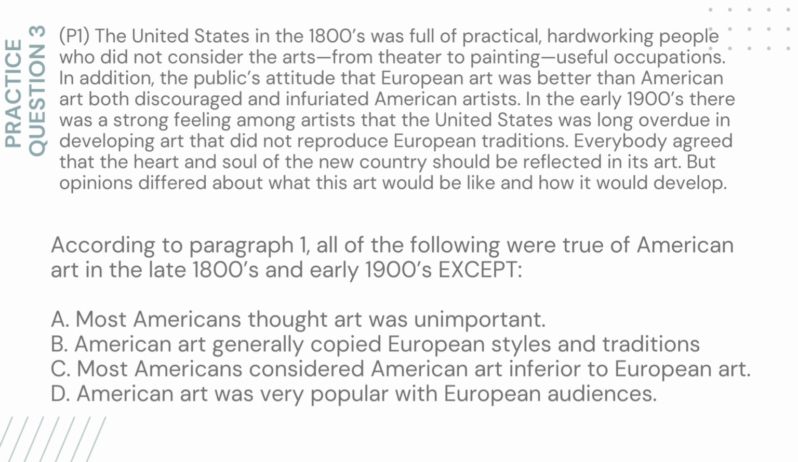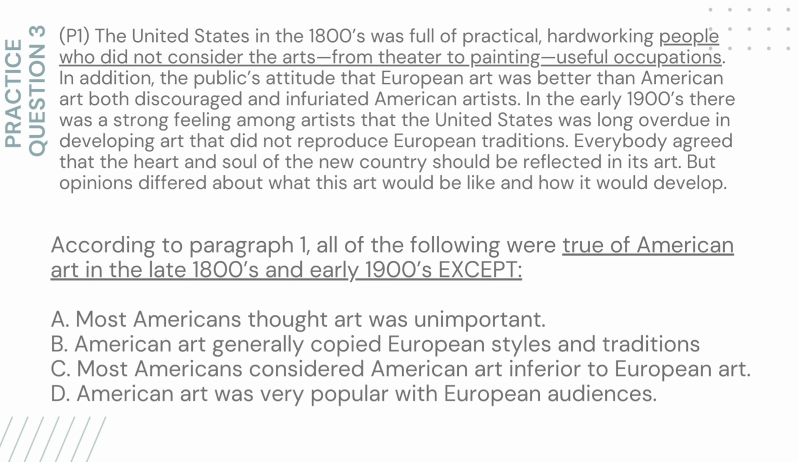Step number 1, understand what the question is asking. According to paragraph 1, all of the following were true of American art in the late 1800s and early 1900s, except. Okay, so we need to find out what's true of American art at this time. Now, the whole paragraph looks like it's about the 1800s and 1900s. So our keywords are really American art.